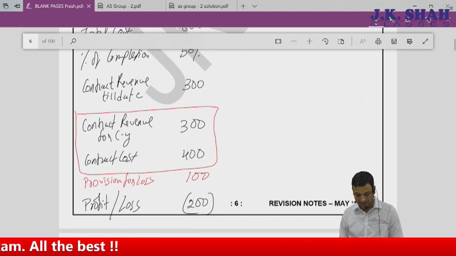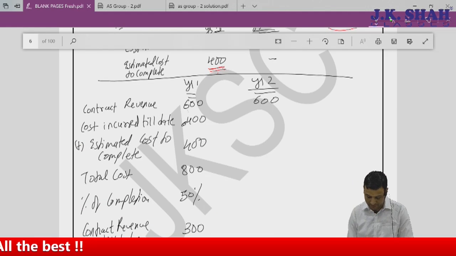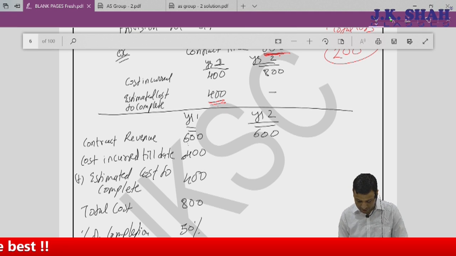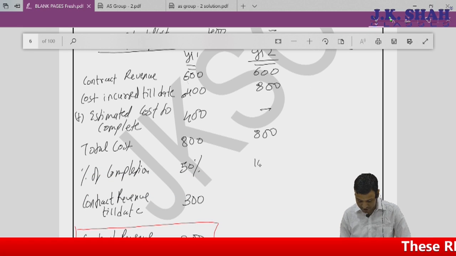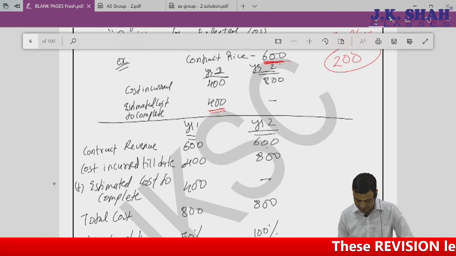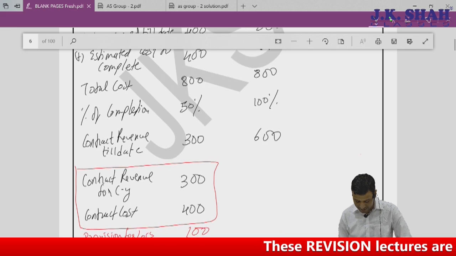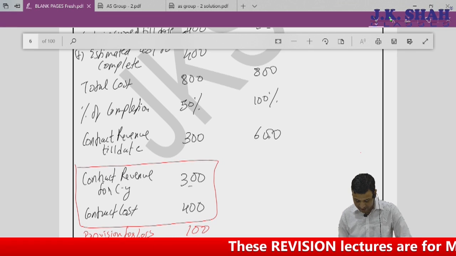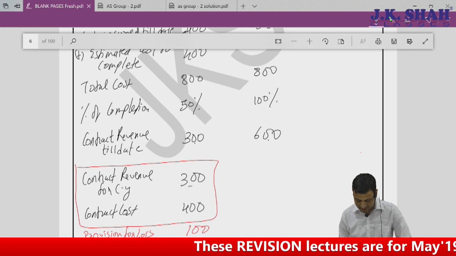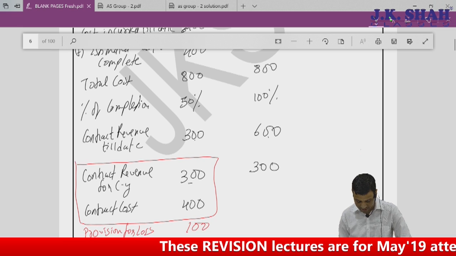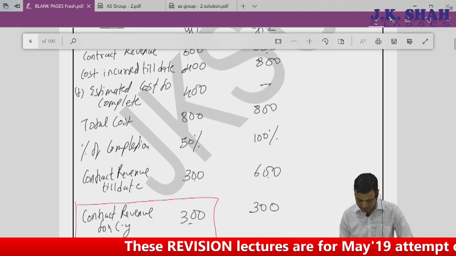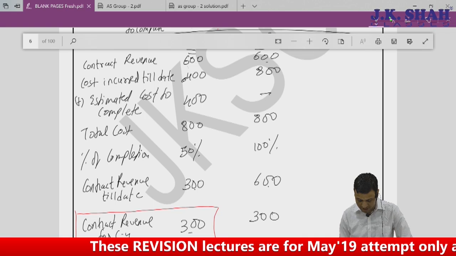Now some of you will be thinking, what will happen in the second year? Nothing, same. Cost incurred till date: till now, how much cost was incurred? 800. Estimated cost is 800. Percentage of completion 100%. So what is your revenue? 600. Contract revenue till date is 600. This year's revenue: 600 minus 300, so 300. Cost: 800 till date minus 400, so it's 400.